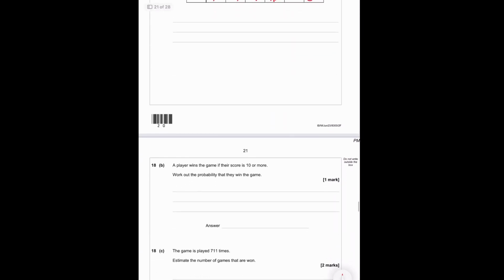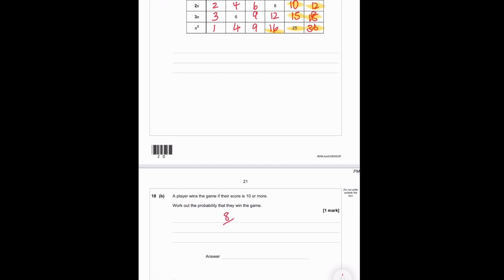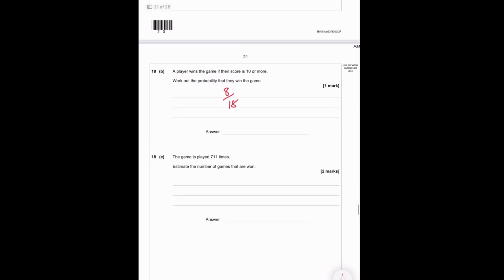A player wins their game if their score is 10 or more. Work out the probability. So how many of them are 10 or more? Let's have a look at this. We've got that one. 3, 4, 5, 6, 7, 8, 8. So the answer is going to be 8 out of a total 18. The game is played 711 times. Estimate the number that are won. So 8 out of 18 times 711 gives us the answer 316.